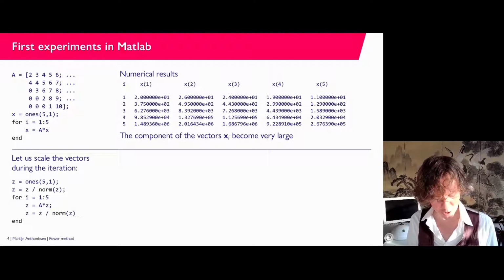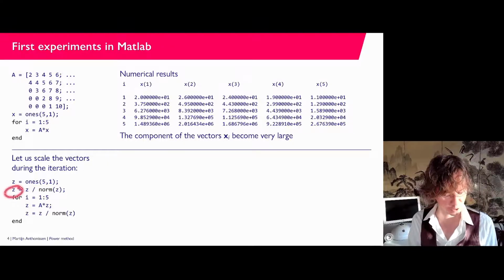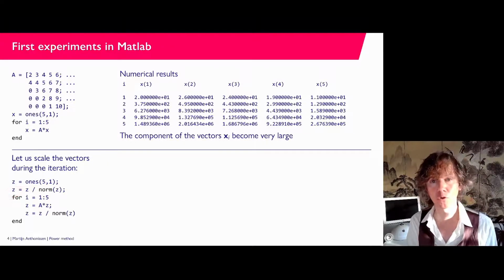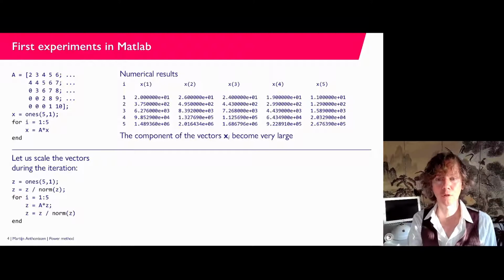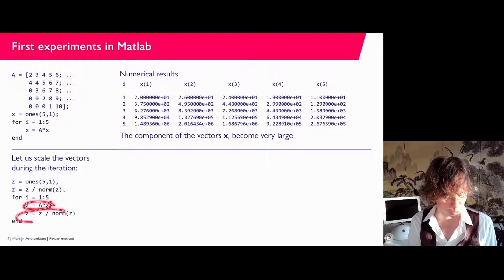So let's introduce a bit of scaling here. I'm going to choose the same z, but now I'm going to divide it by its norm. So that means that the new z, the z that I've computed here, has length 1 in the 2 norm. The standard norm in MATLAB is a 2 norm. And then in every iteration step, I'm also going to divide z by its norm.